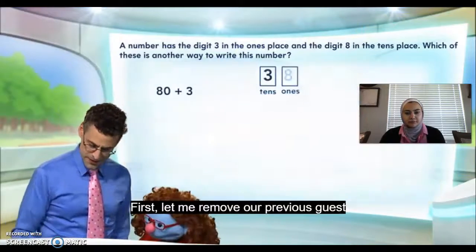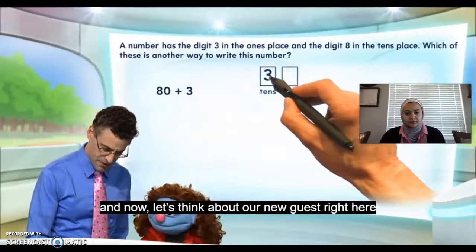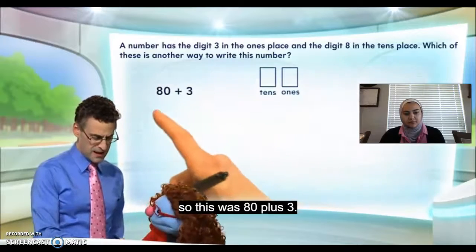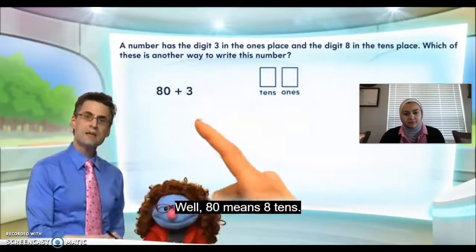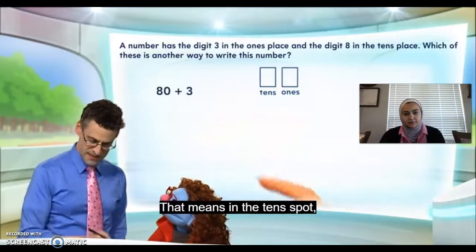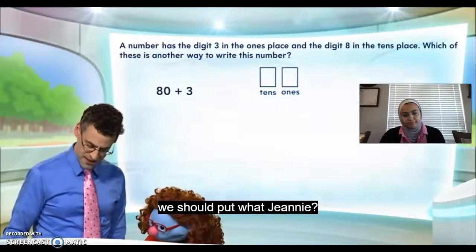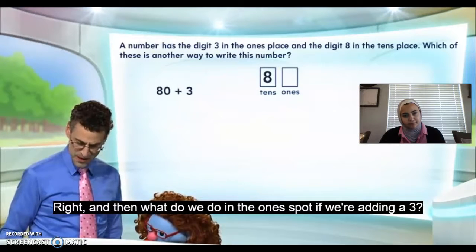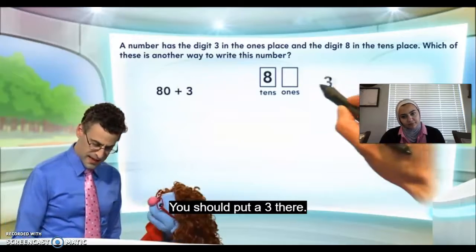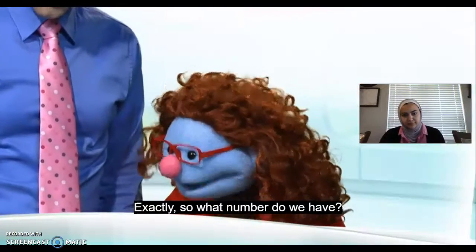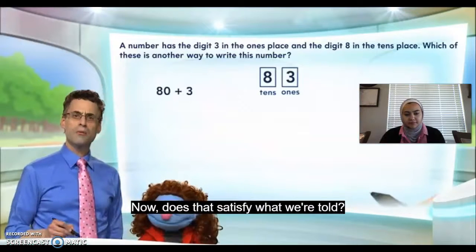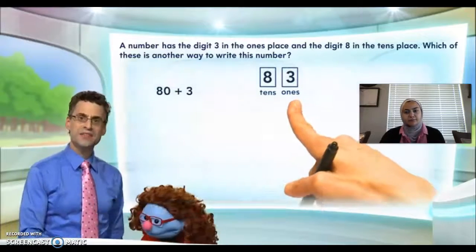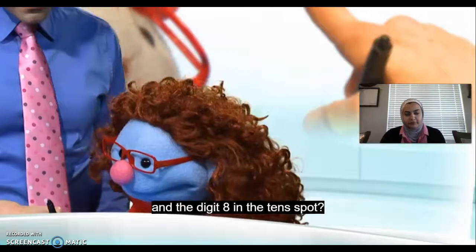First, let me remove our previous guess, and now let's think about our new guess right here. So this was 80 plus 3. Well, 80 means 8 tens. That means in the tens spot, we should put what, Jeannie? In the tens spot, we should put the 8. Right, and then what do we do in the ones spot if we're adding a 3? We should put the 3 there. Exactly, so what number do we have? 83. 83. Now, does that satisfy what we're told? Is this a number that has the digit 3 in the ones spot and the digit 8 in the tens spot? Yes.